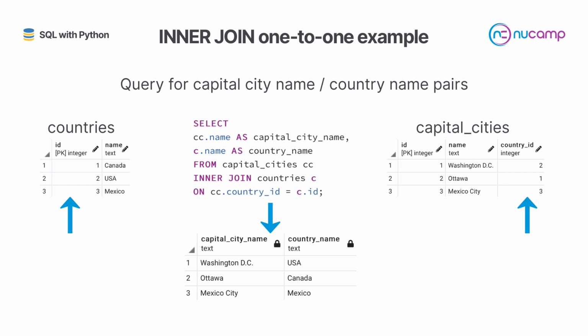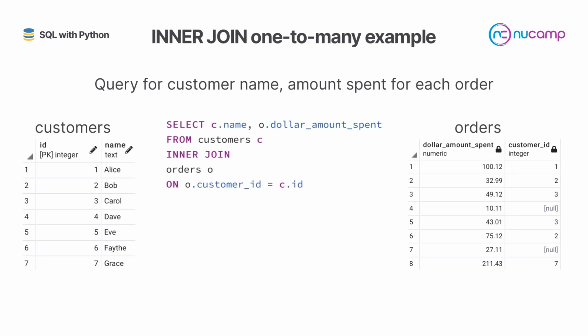This query joins the country ID foreign key in the capital cities table and the ID primary key in the countries table. Since there is a one-to-one relationship, the query finds a match for each row. Note that this query uses aliases for table and column names, both to make the query more readable and to make sure we don't have conflicting column names in the result set. Let's look at another example.